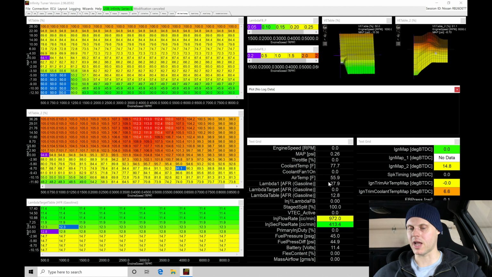So we're going to move on here to air temp. As I was saying before, on the dyno tower here, it's showing me about 54 degrees.